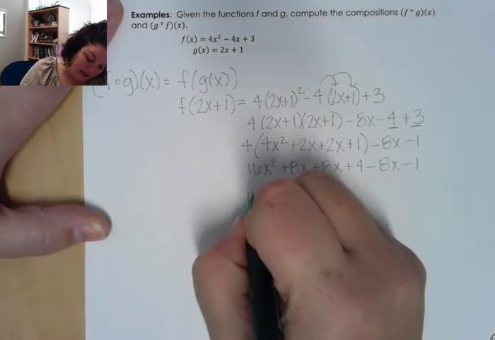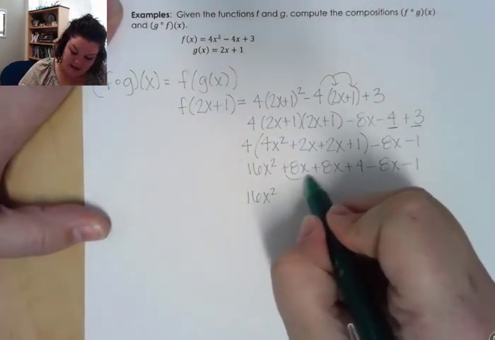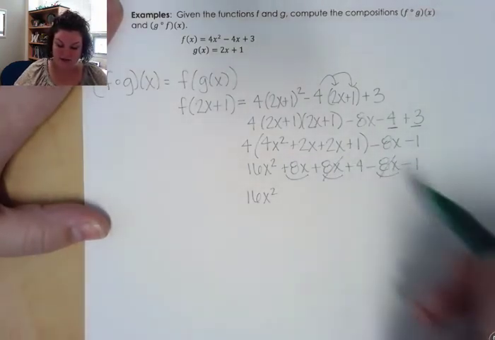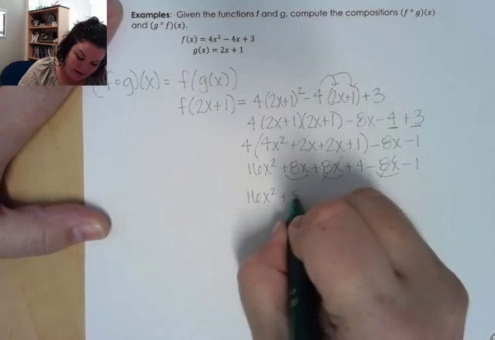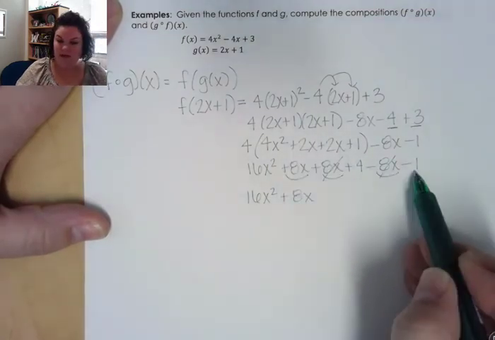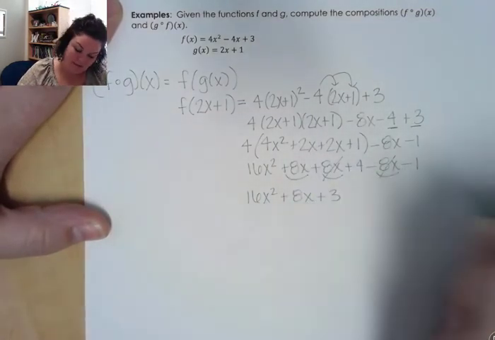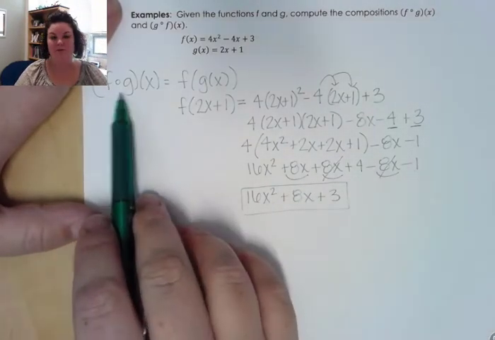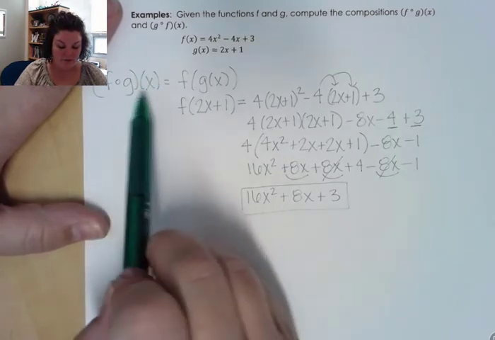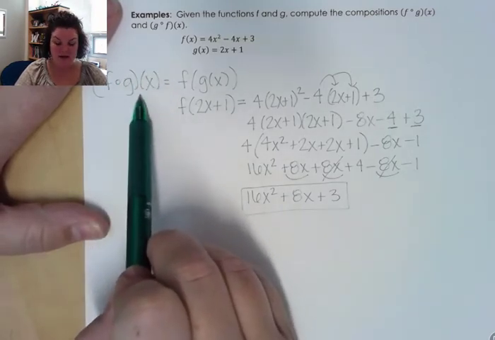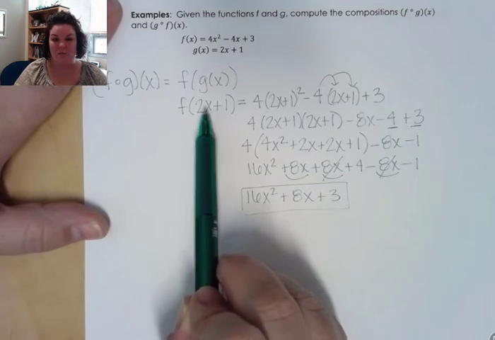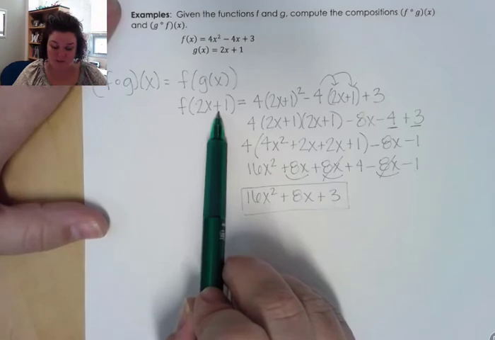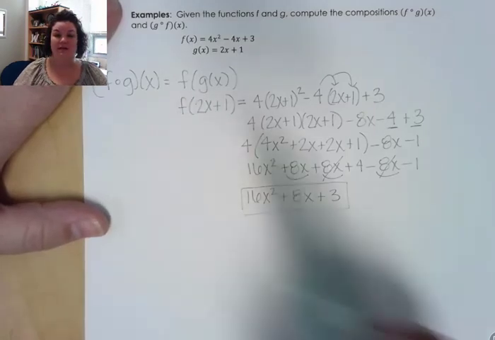So I have 16x squared. I have an 8x, an 8x, and a negative 8x, right? So really a positive and a negative will cancel out. So I just have 8x. And then 4 minus 1 leaves me with a positive 3. Okay. So this is my function for f composed with g. So remember, whatever function is closest to the x, that's what's going inside. Once we know our inside function, that's what we're plugging in as our input into our outside function.